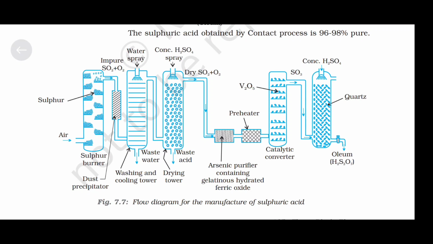So here you can look at the diagram, the flow diagram for the manufacture of sulfuric acid, and you can get an idea.